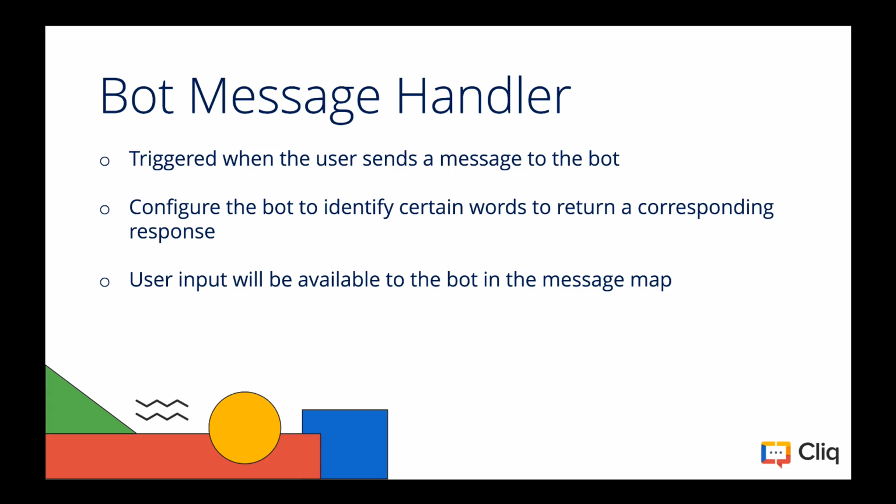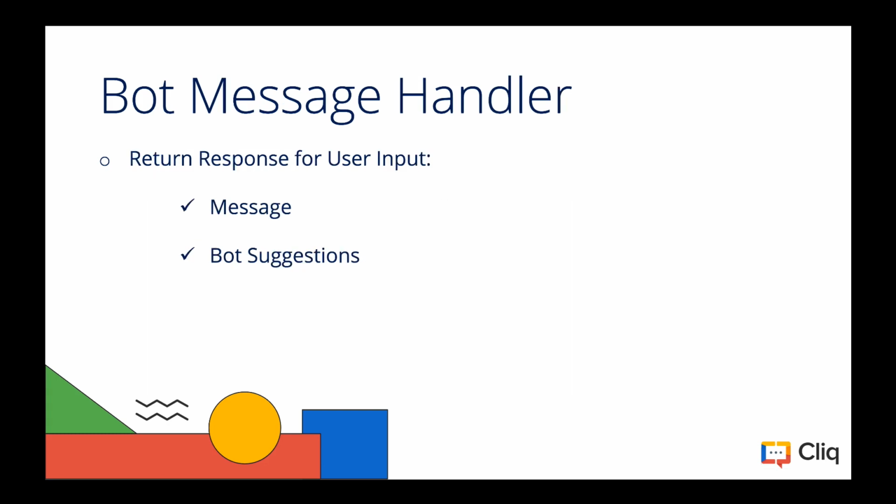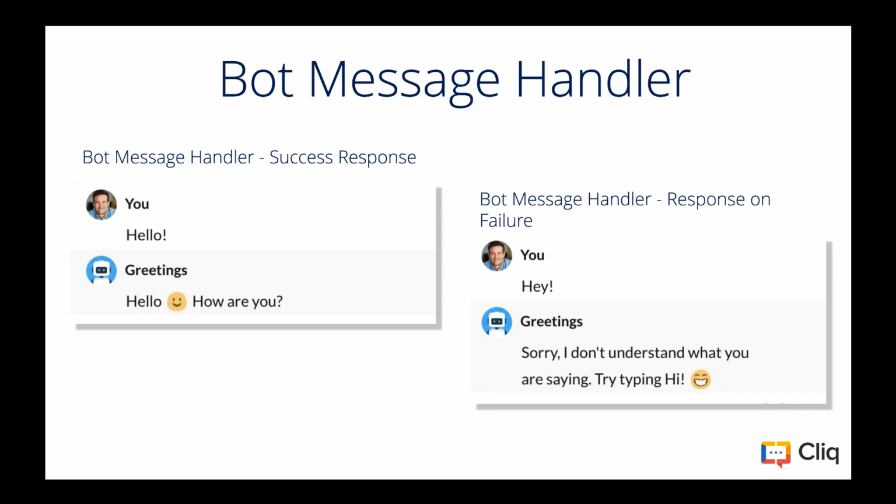The returned response for each user input from the bot can either be a direct message or the bot can provide options for the user by using bot suggestions. So this here is an example of how the greetings bot just responds back with a message. The bot has been configured to understand a few keywords like hello and hi. Now when the user sends a hello, the bot identifies the message that's been sent and returns a response such as hello, how are you?